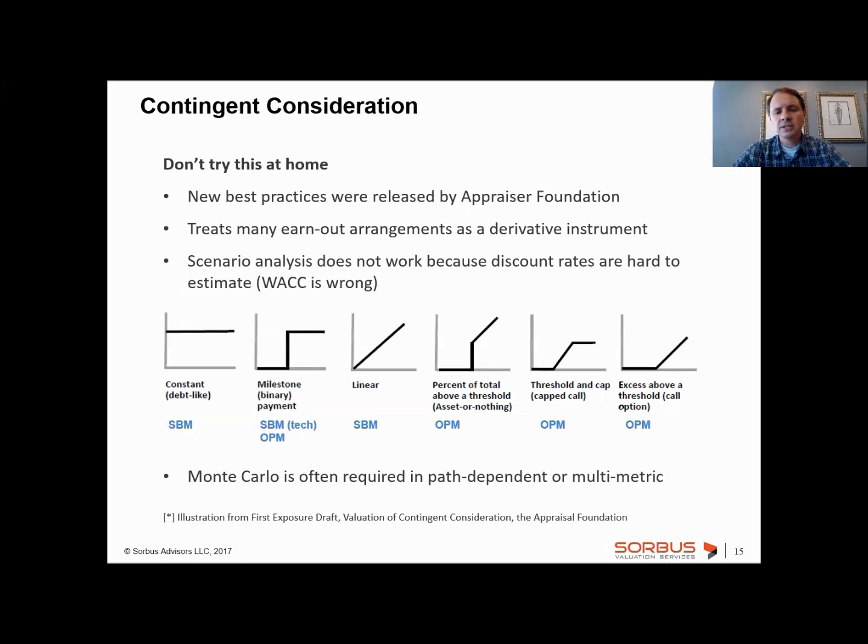So again, what the Appraisal Foundation has done here, they really helped to work through the situations where the earnout is some kind of contingency or threshold situation where we can use the option-based model to substitute the scenario analysis.